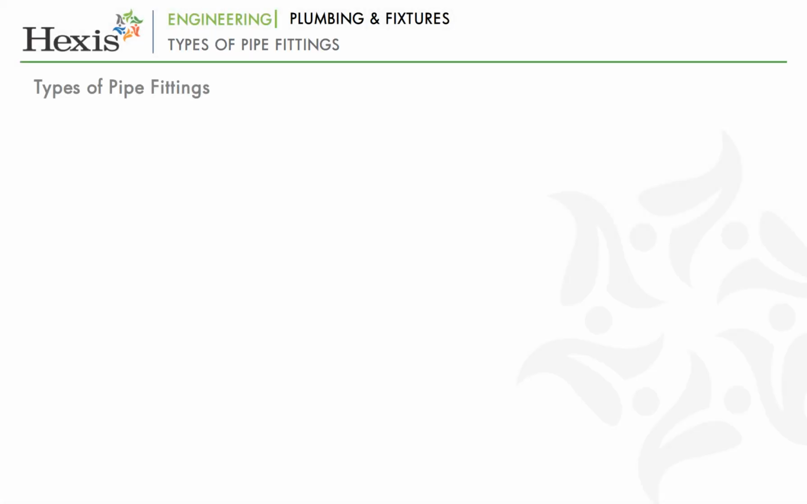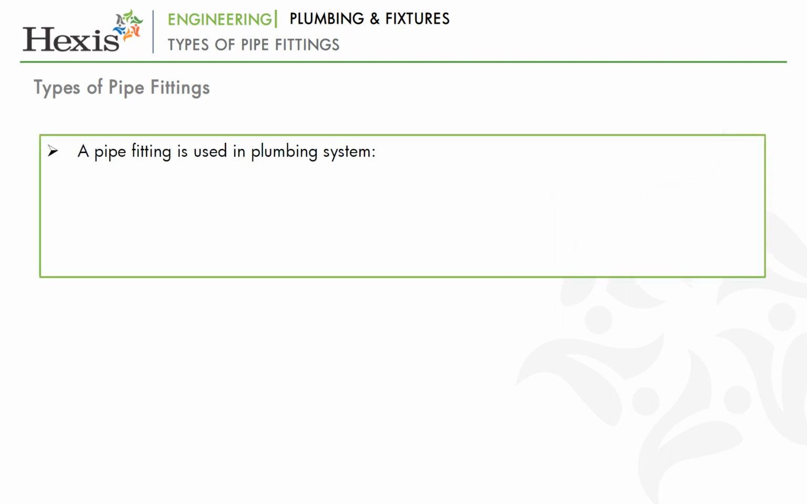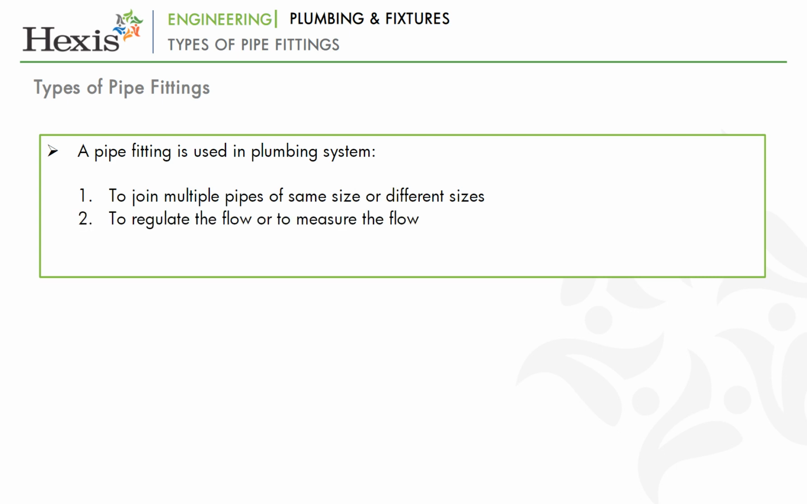Now we are going to study types of pipe fittings. Various types of pipe fittings are available in plumbing systems for different purposes and functions. A pipe fitting is used in plumbing system to join multiple pipes of same size or different sizes, to regulate the flow or to measure the flow. They are made up of different materials like copper, iron, brass, PVC, etc. Let's now look at the different pipe fittings individually and their functions.